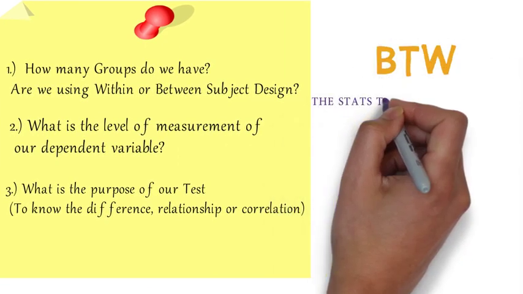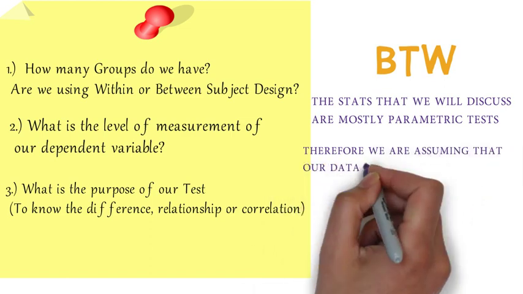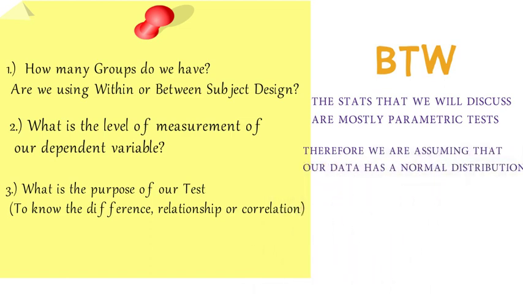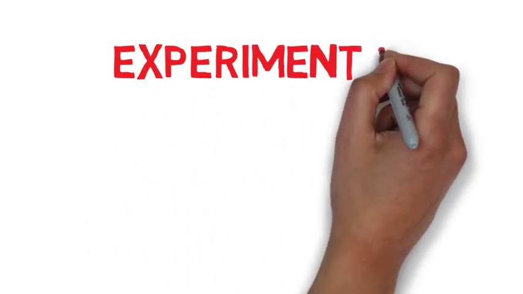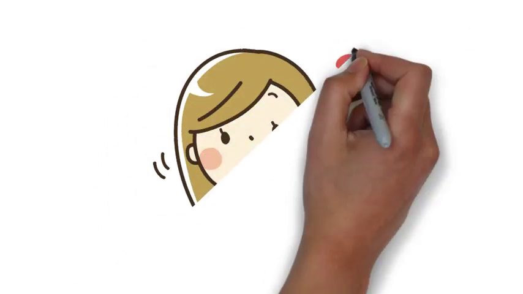By the way, the statistics that we will discuss are all parametric tests. Therefore, we are assuming that our data has a normal distribution. Now let's first take a look at what statistics we will be using in this kind of situation. We have a between subject design and two independent groups, and we have an interval or ratio level of measurement for our dependent variable, and our purpose is to know whether there is a difference between our variables. Now let's put this into an experiment.